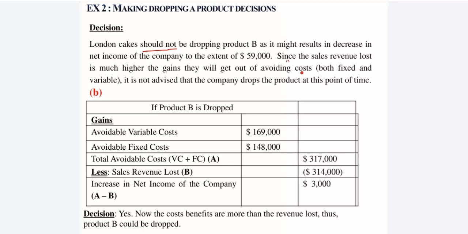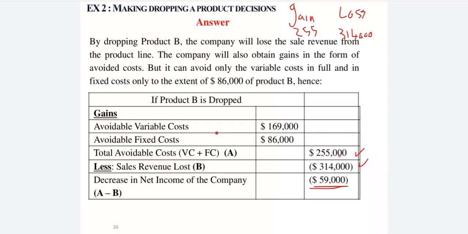Since the sales revenue lost is much higher than the gains they will get of avoiding cost, it's not advised that the company drop the product. اوكي. او اقول له كده: now because the losses from dropping the product are higher than gains from dropping the product, the company shouldn't drop the product. خلاص يبقى هتشرحها باسلوبك بس بناء على ايه؟ بناء ان احنا قارنا ايه بايه؟ الجينز من ان انا اعمل دروب اللي انا هوفره وايه كمان واللي انا هخسره.